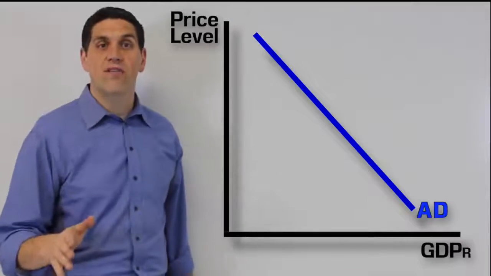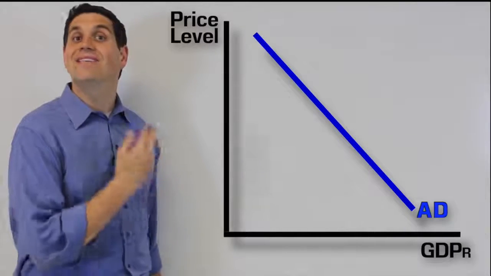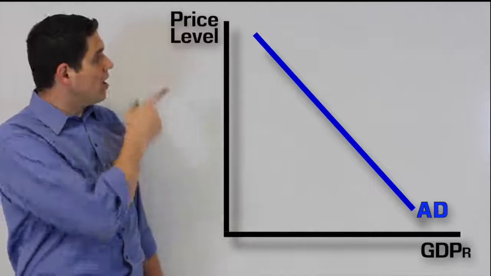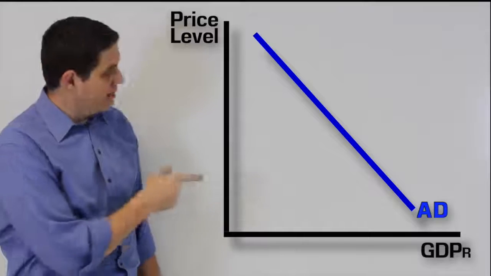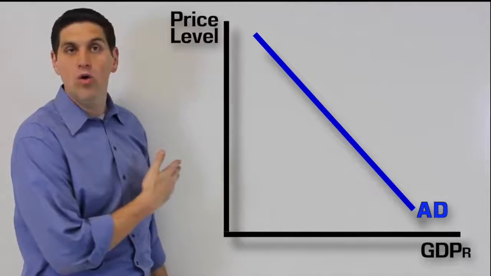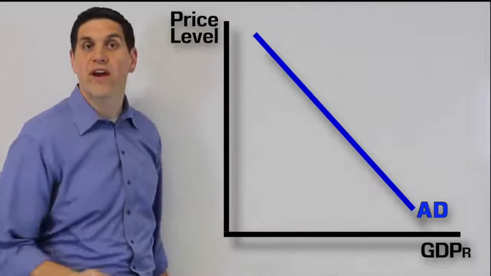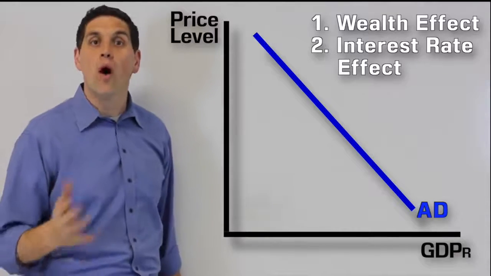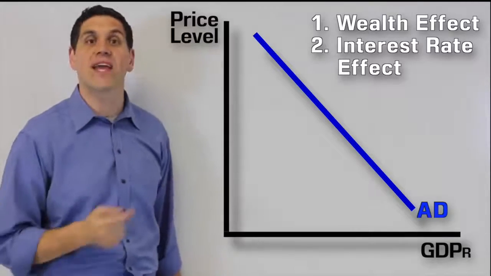Now let's take a look at the graph. As you can see, the aggregate demand is downward sloping. On the y-axis, we have price level, and down here we have real GDP. At a high price level, the quantity demanded is very low. At a low price level, the quantity demanded is very high. There's two reasons for this. One is called the wealth effect, and the other is called the interest rate effect.